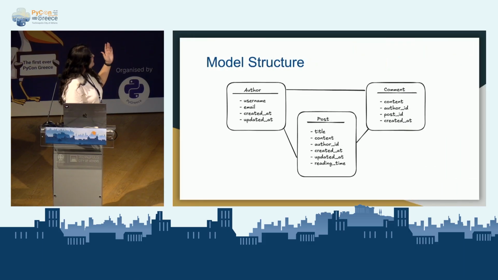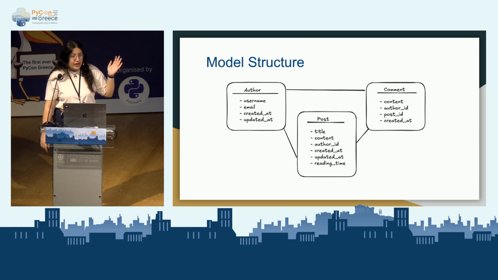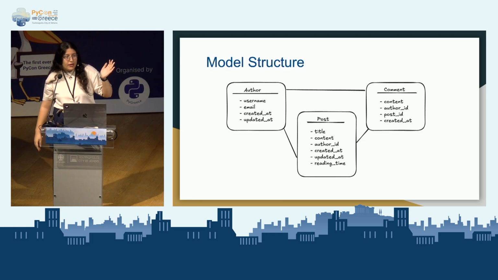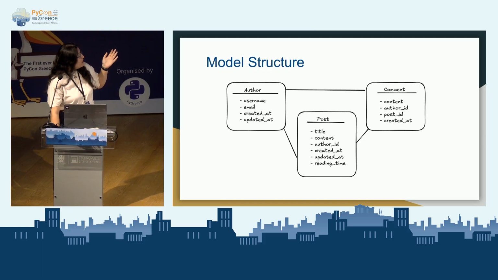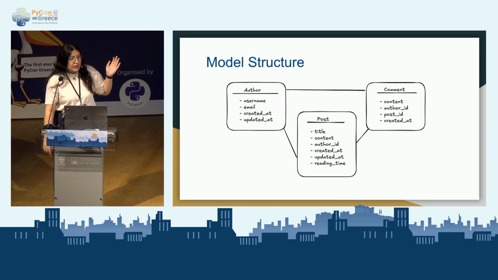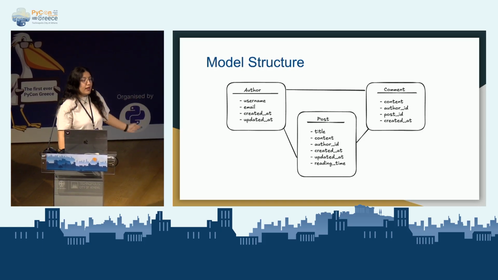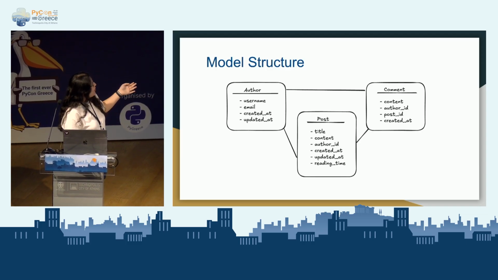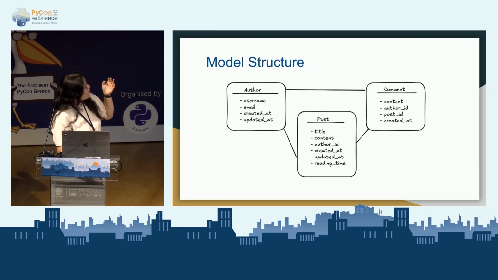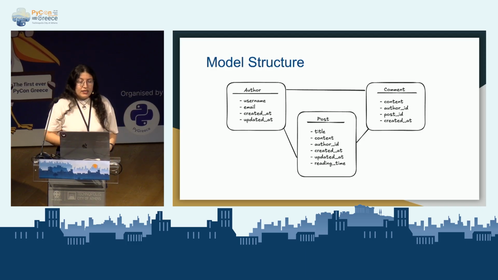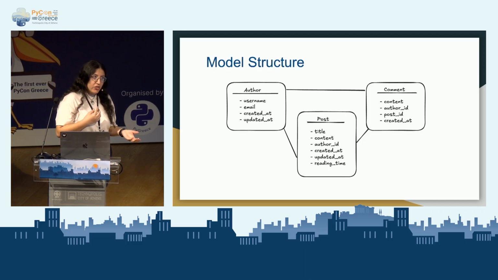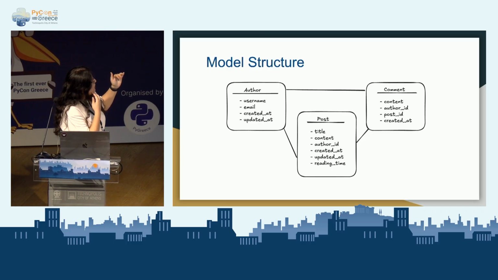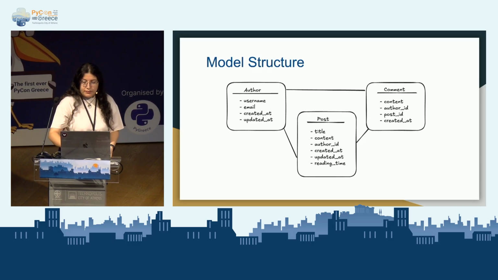So this is the simple blog model structure. We have three main models: author, post, and comment. The relationships between these models are simple. Each author can have many comments. Each author can have many posts, and each post can have many comments. And each comment is related to one author and one post. This model is for our examples.